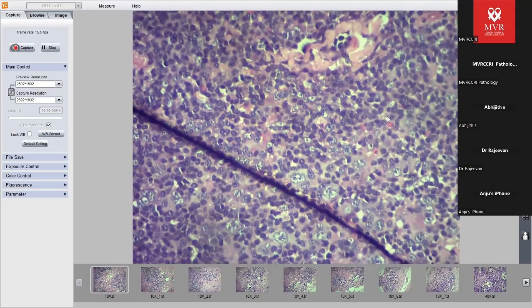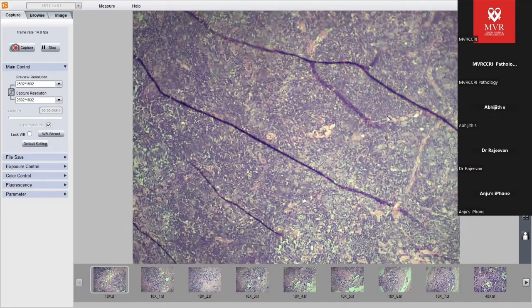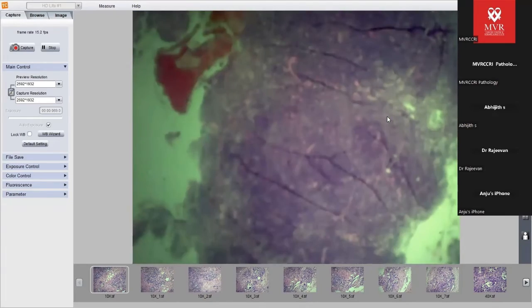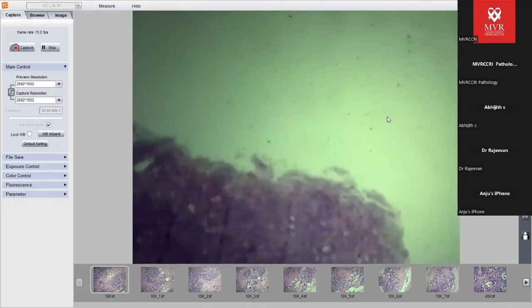We were seeing nodules. Morphologically, it is a single nodal presentation. Even classic Hodgkin lymphoma can present as a single node. So Hodgkin lymphoma as of now is the morphological diagnosis.